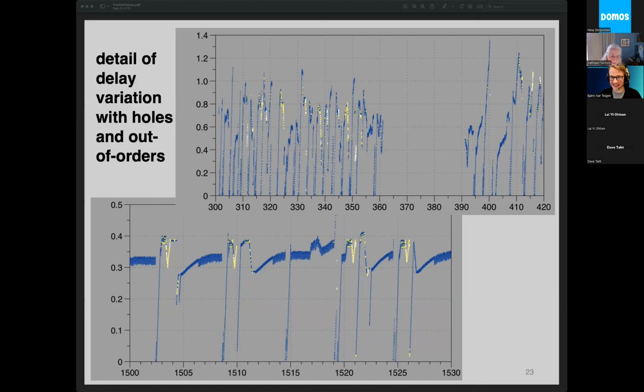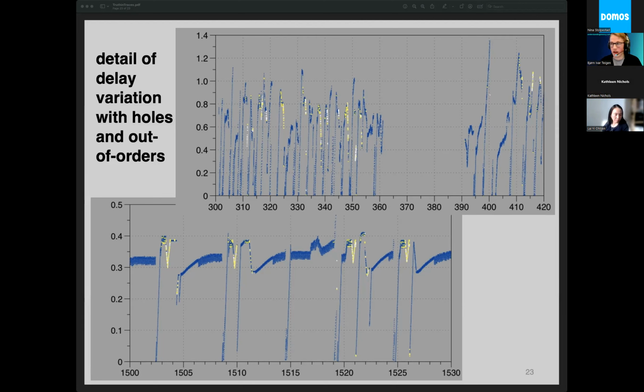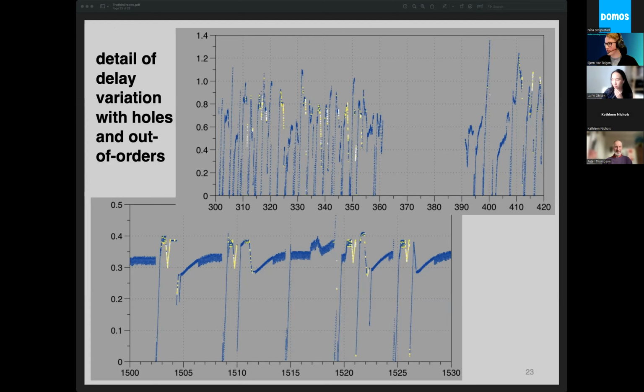So our next session is a panel discussion on latency measurements in the wild with Dan Seaman, Peter Thompson, and Lai-Yi Olsen. I'll let you guys introduce yourselves because my first question is, where are you working and what kind of latency measurements are you working with? So let's start with you, Dan.